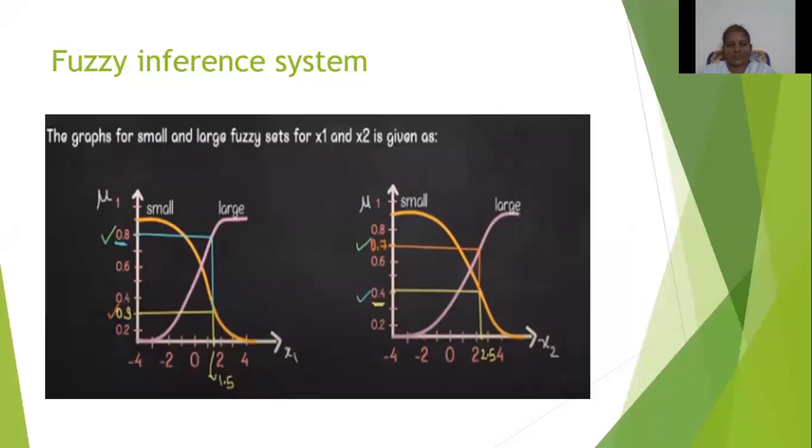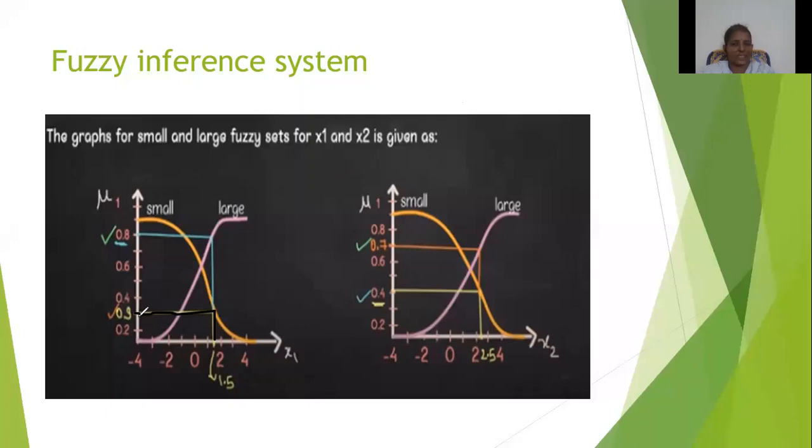So for x1 is equal to 1.5, first, you are marking this point. That is when x1 is equal to 1.5. When x1 is equal to 1.5, you are marking the corresponding membership function value. Okay, you are marking the corresponding membership function value. So corresponding to x1 1.5, you have 0.3.